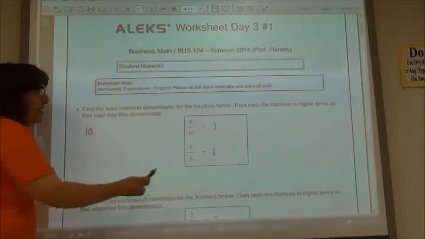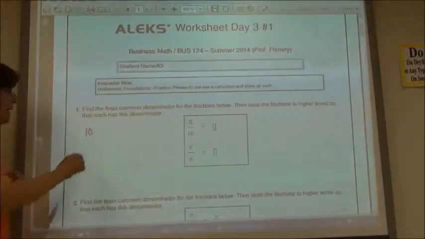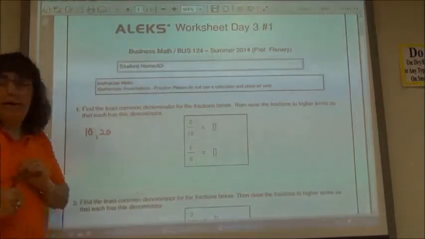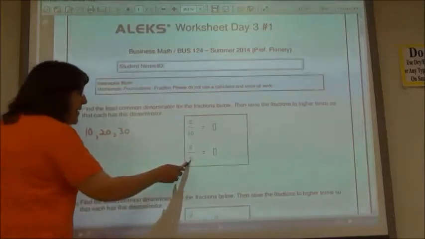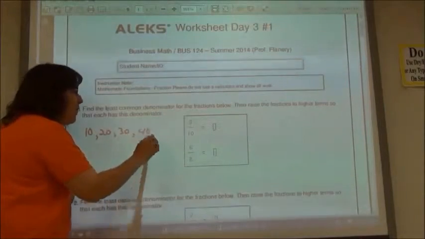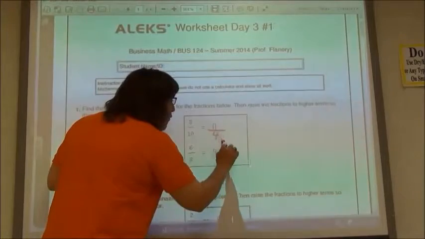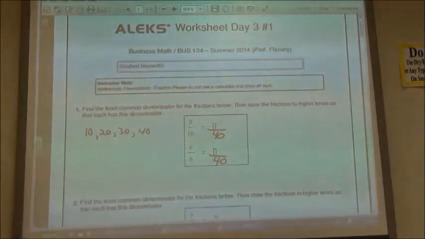10. Does 8 divide into 10? No. So I think of the next multiple of 10. 2 times 10 is 20. Does 8 divide into 20? No. So I think of the next multiple of 10, which is 30. Does 8 divide into 30? Nope. So I do my next multiple, 40. 8 does divide into 40, so 40 is going to be what you want to use for your common denominator.